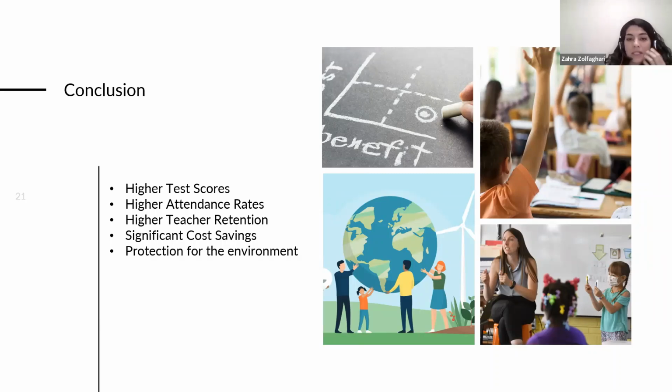To wrap up the presentation, we should really understand that a good school design should first focus on students' and teachers' health, and then focus on the environment by reducing the carbon footprint, and operational cost is a bonus to this consideration and good design. As a result of all this consideration, we can achieve higher test scores, higher attendance rate, higher teacher retention, significant cost savings, and also protection for the environment.